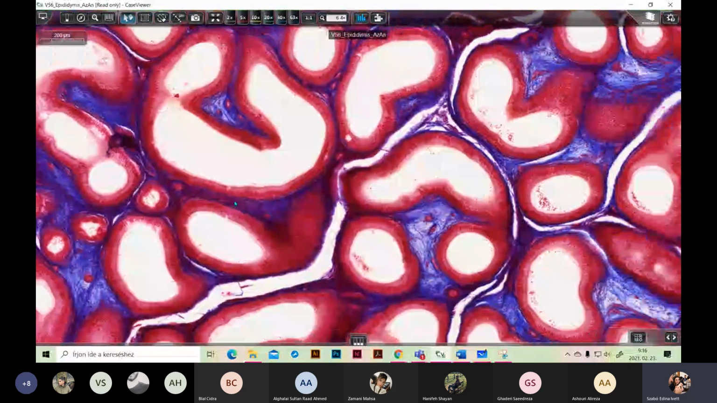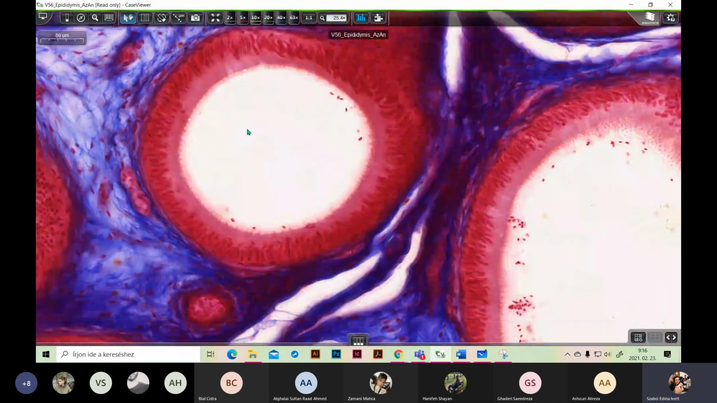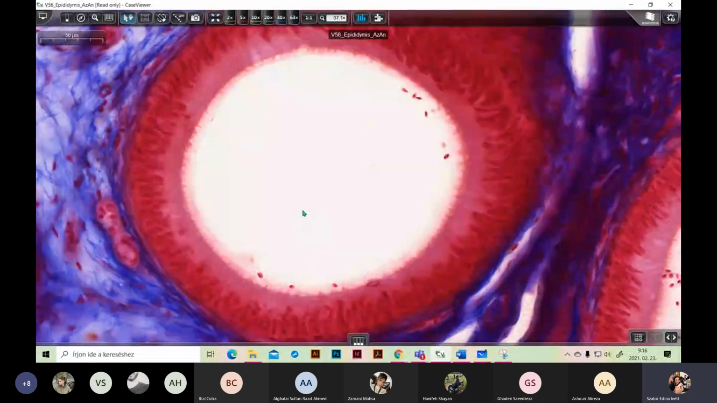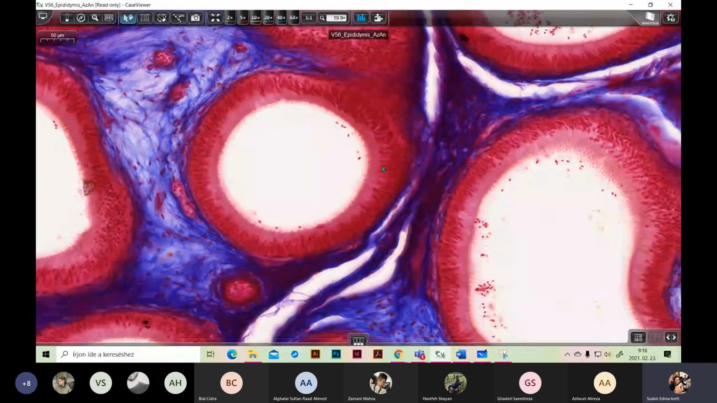Okay, let's see the ducts here. What about this? This is a nice one or this is an ugly one? If you check the surface epithelium, this is a nice one since all of them are in the same size. Yes, we can draw the lumen with one line, one circle. That's why it has a regular epithelium. And here you see the reserve cells with roundish nuclei. This is a duct of epididymis.